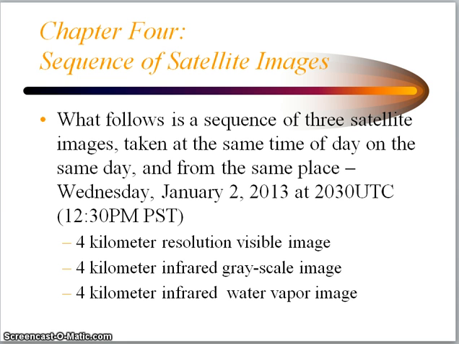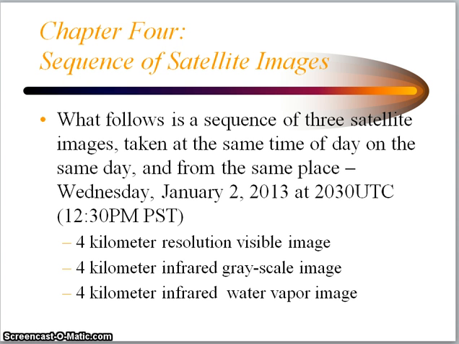I will show you first a 4-kilometer resolution visible image, the kind of picture we can only get when we're in daylight, a 4-kilometer infrared grayscale image, and then I'm going to show you an infrared water vapor image. Actually, now that I think of it, the infrared image is not a grayscale, but a combination of grayscale and color enhancement. So the coldest cloud tops are actually in a color scheme.